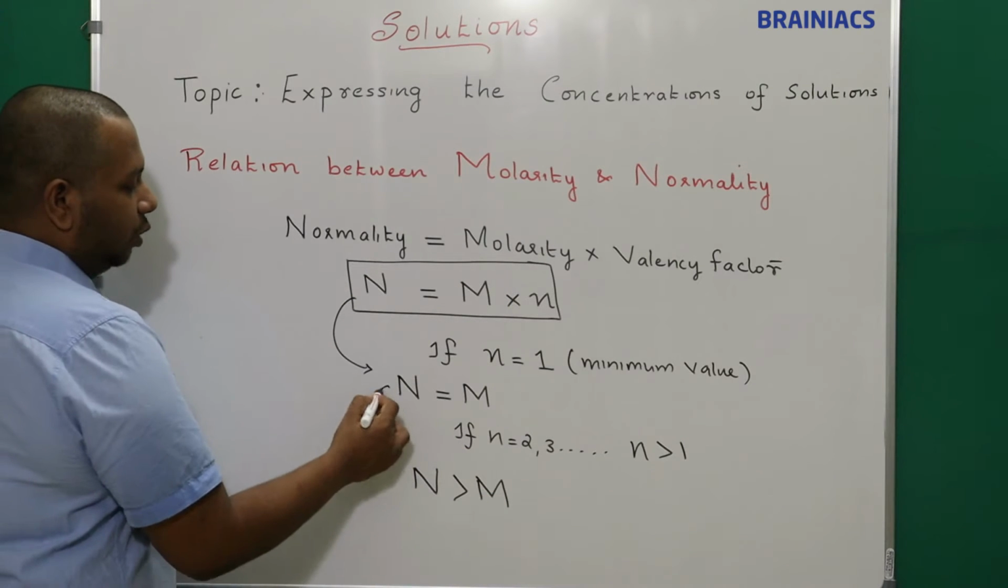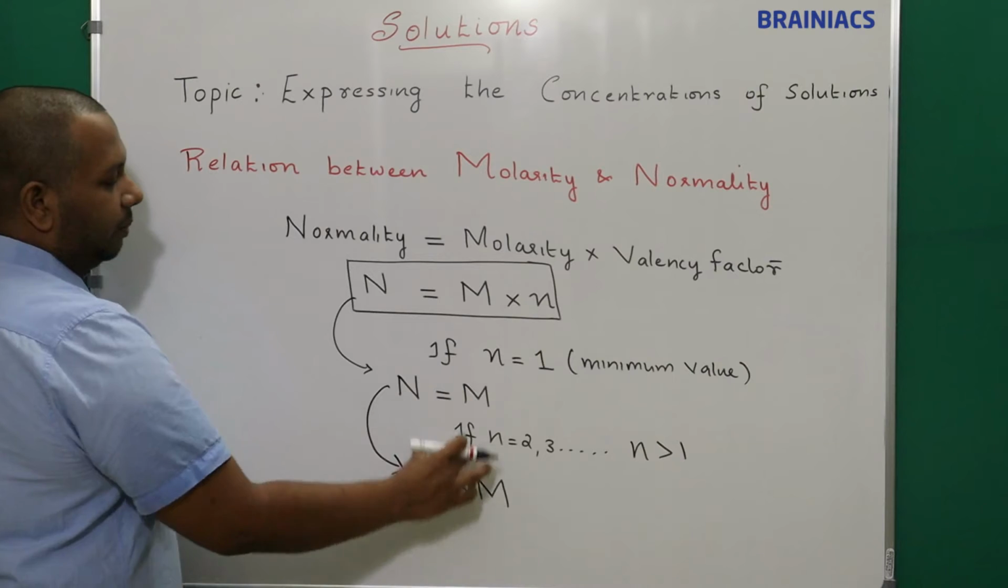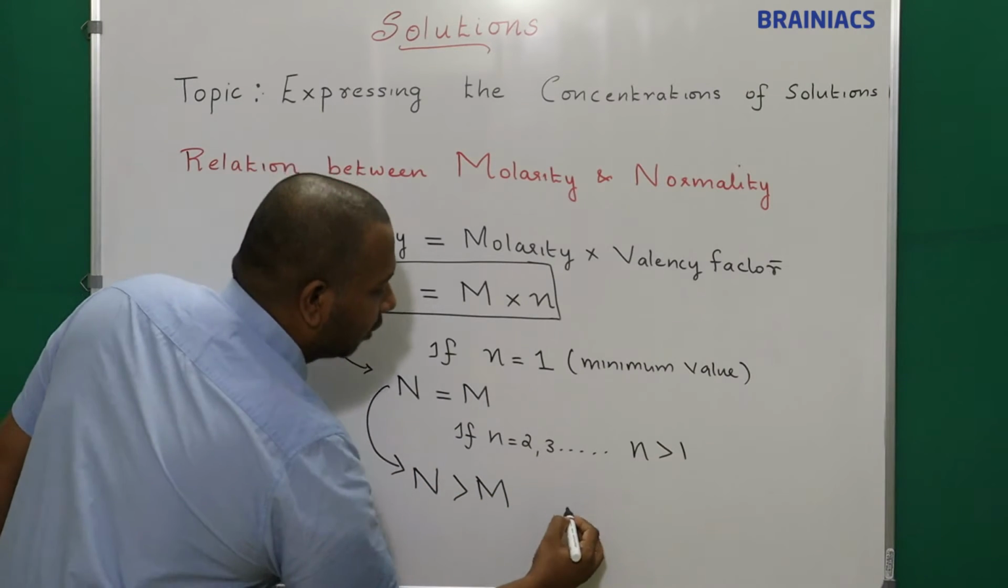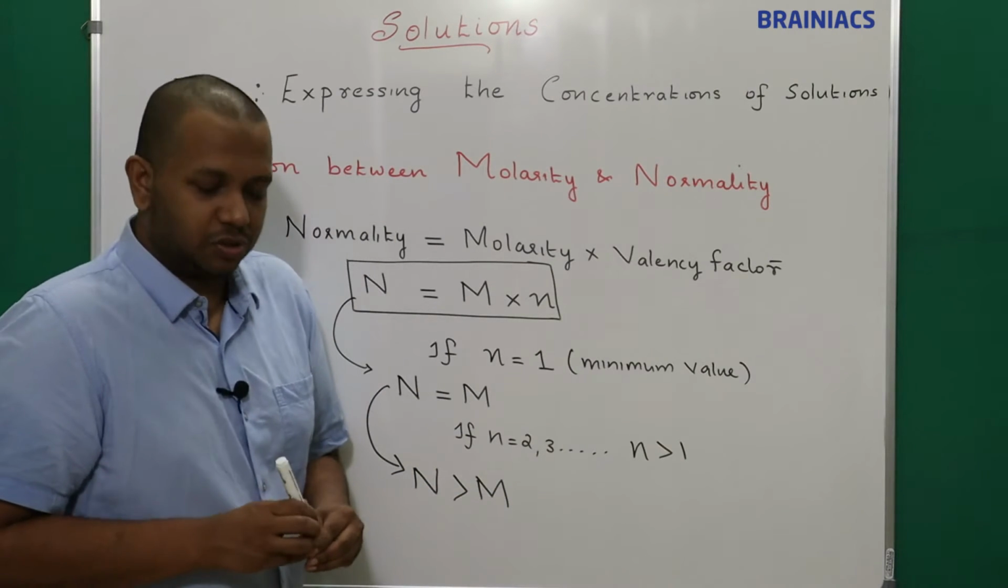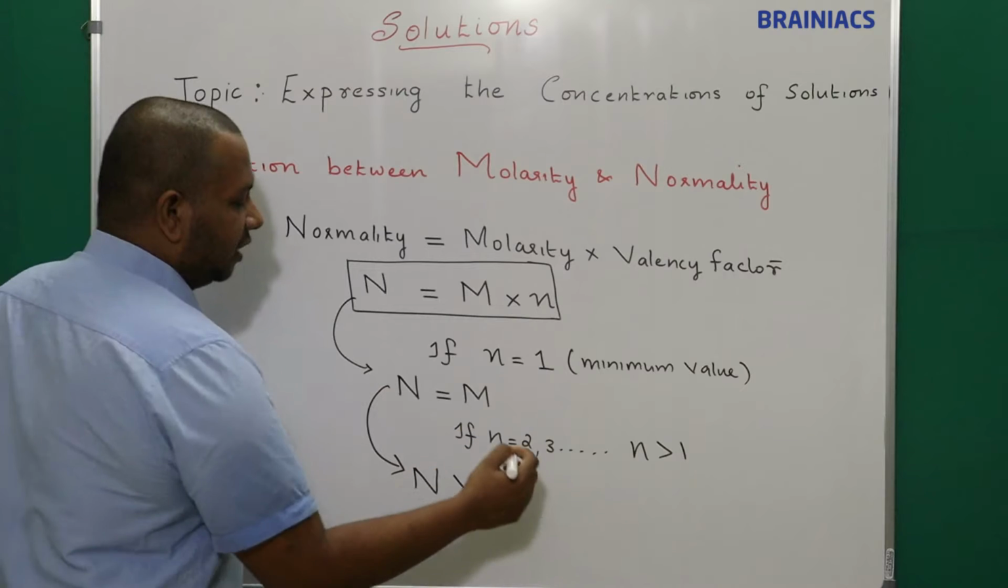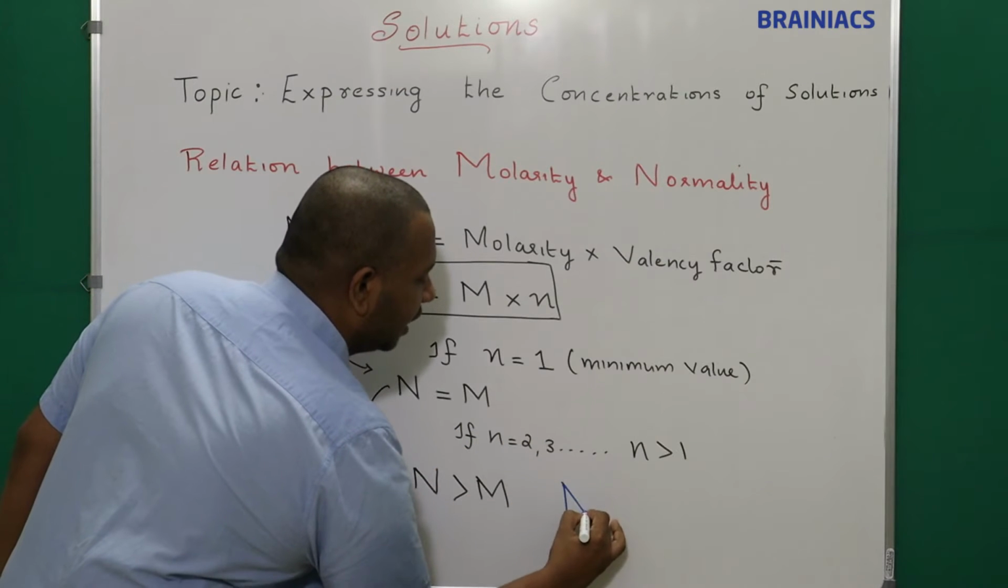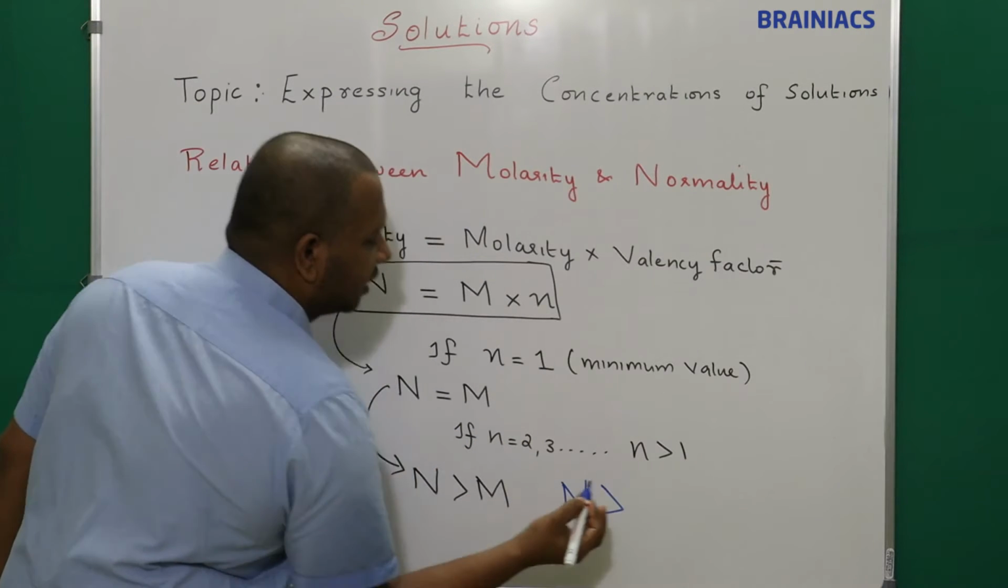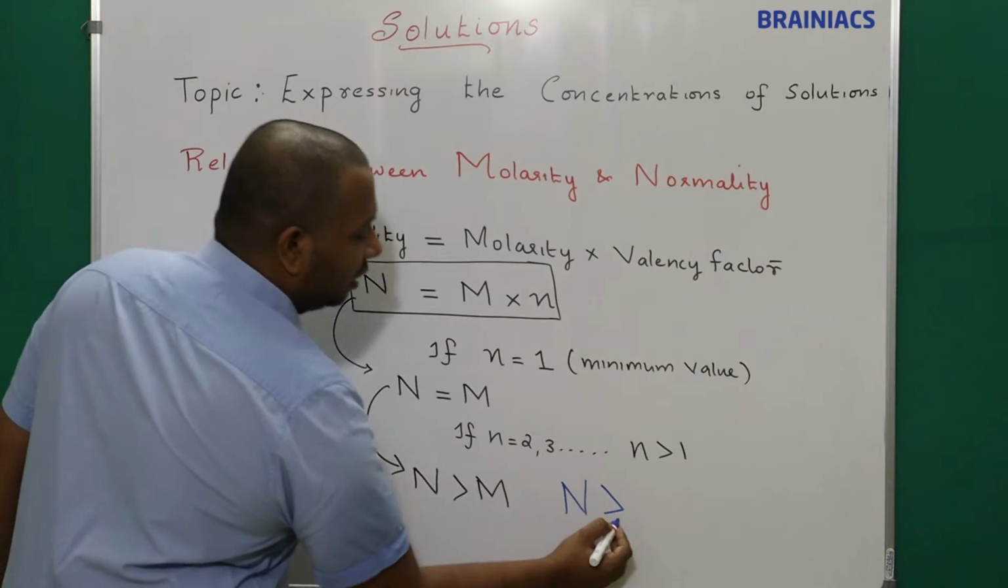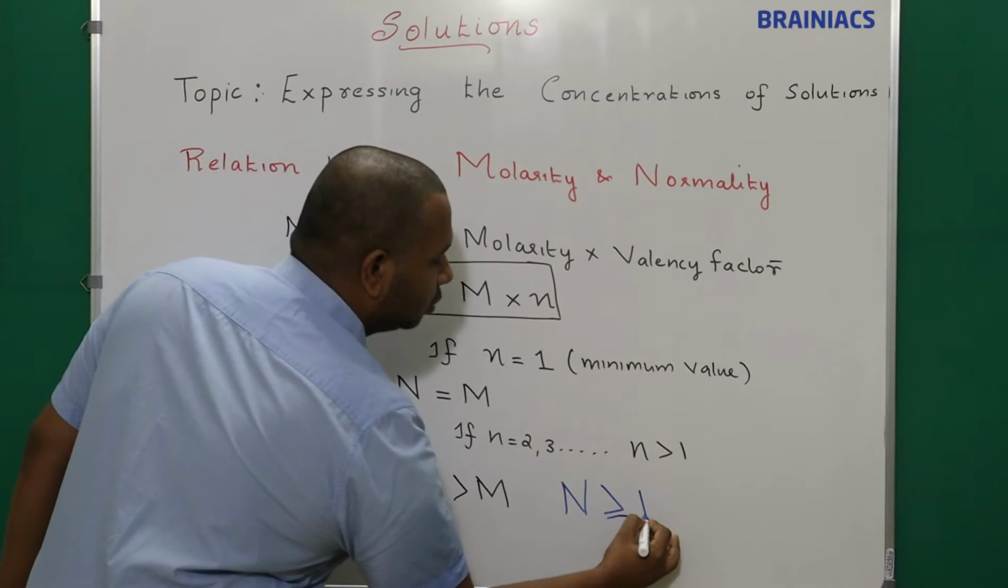On combining these two, how can I write the final equation? The relation between N and M will be: N can be either greater than or equal to M.